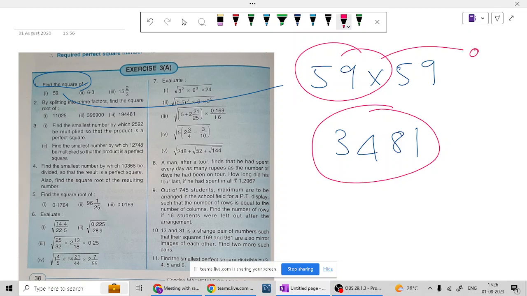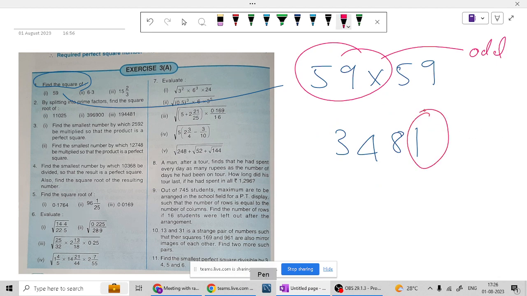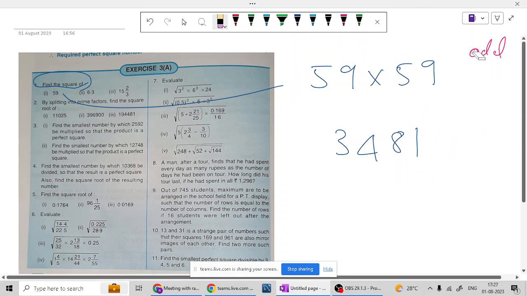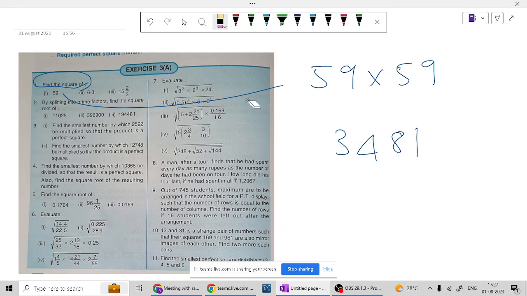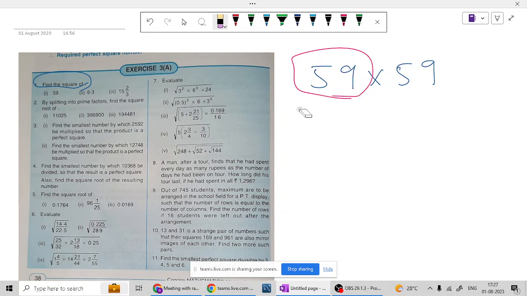Is it even or odd? Sir, it's odd. Check the last value. What is 1, even or odd? Odd, sir. So both are odd values. That you don't have to mention. This is the answer, just multiply 59 into 59. What kind of number is this, integer, fraction, or decimal? It's an integer. We don't have any point or denominators.